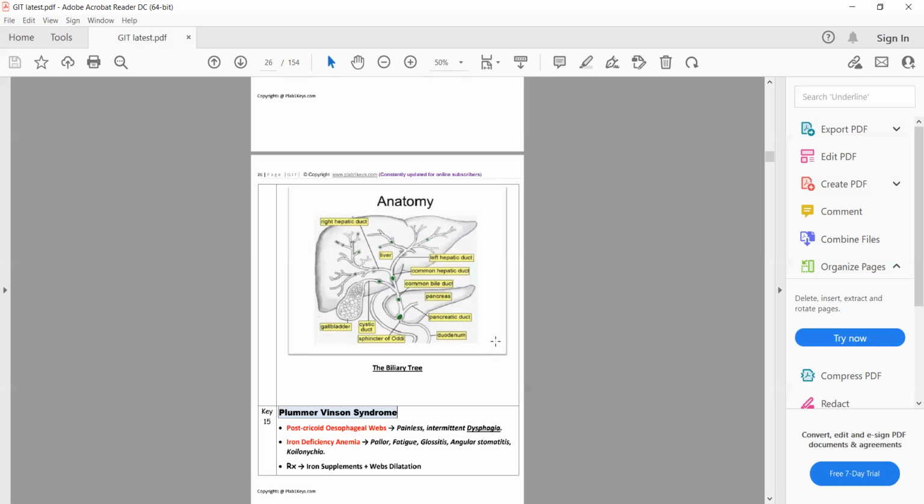Any other question? Sir, can you please explain the difference between acute cholecystitis and ascending cholangitis?